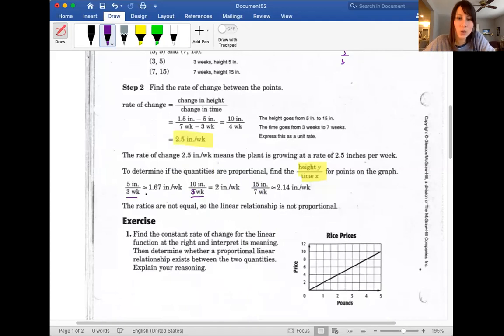And when they simplified this out and wrote it as a decimal, it was not the same. Even if you look at simplifying it, you know that they're not equal already. So the ratios are not equal, so the linear relationship is not proportional.